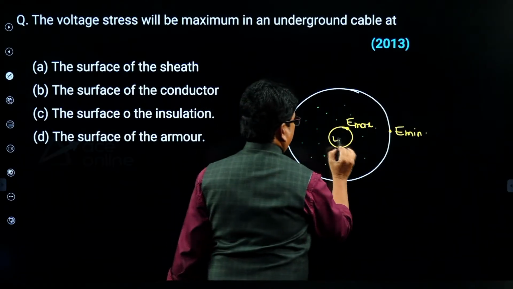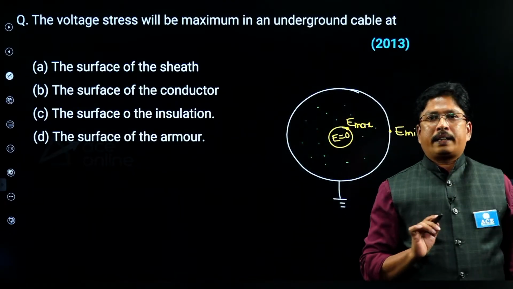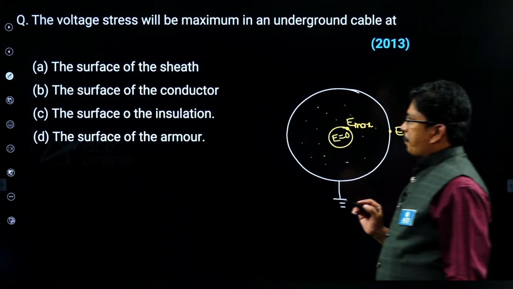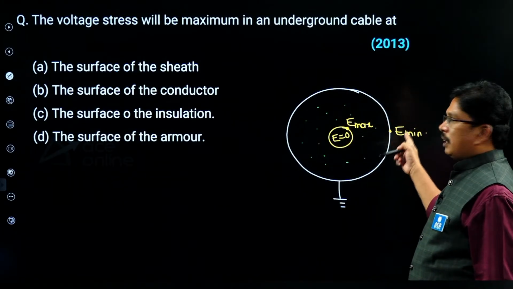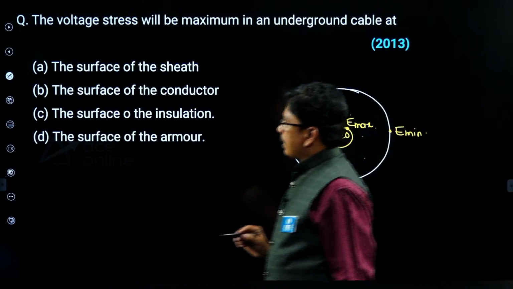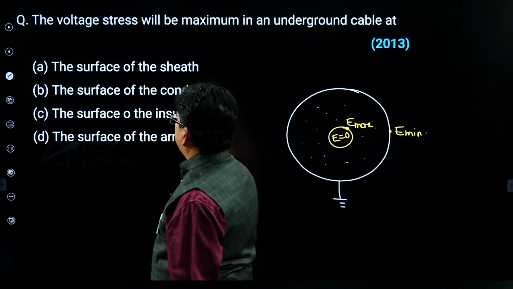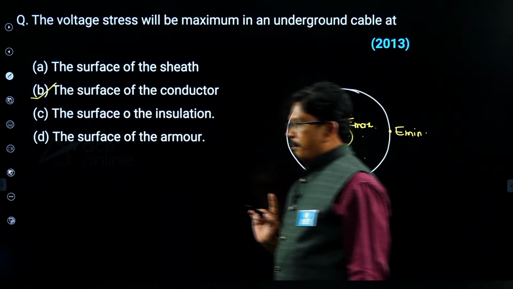Inside the conductor, the electric field intensity will be 0. It is maximum on the surface of the conductor, minimum on the surface of the sheath, and E is equal to 0 inside the conductor. So, what is the correct answer? On the surface of the conductor, maximum. Perfect.